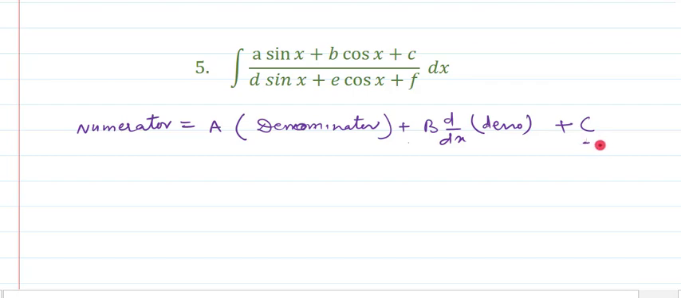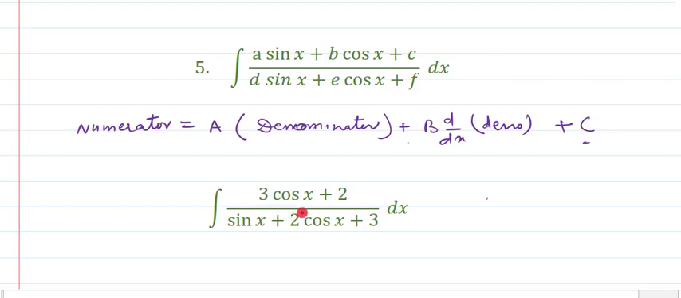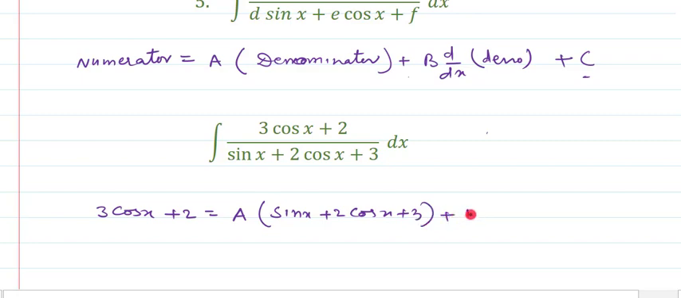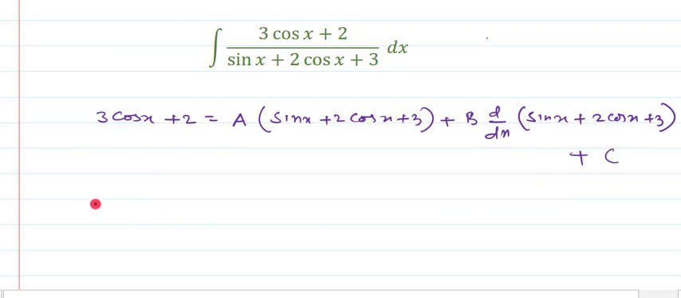So let me take an example to show how to do these type of problems. So this problem is of the same type as I have written over here. So let us proceed in the same way. As I told you, numerator is equal to, so numerator is 3 cos x plus 2 is equal to a into denominator sin x plus 2 cos x plus 3 plus b into derivative of denominator, that is d by dx of sin x plus 2 cos x plus 3 and plus c alone.